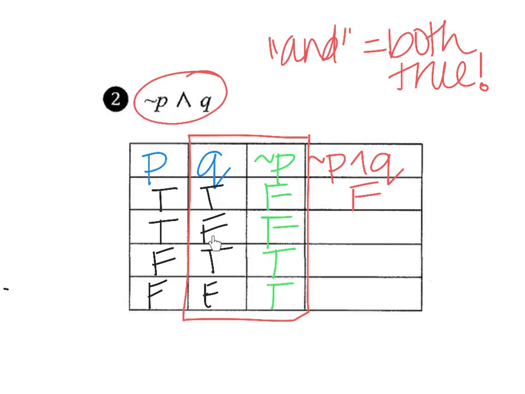Then we've got false, false. So they're definitely both false, so the whole thing is false. The third one, we've got true and true. Look at that, they're both true, so we finally have a true truth value. And then last but not least, false and true. All right, they're not both true, so false it is. And you're done.